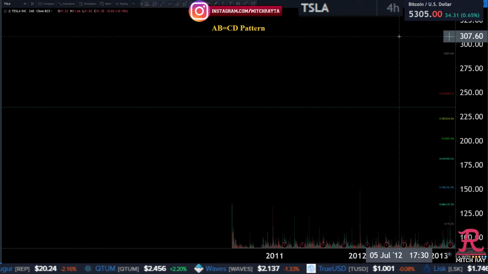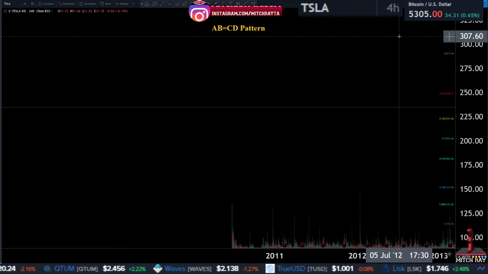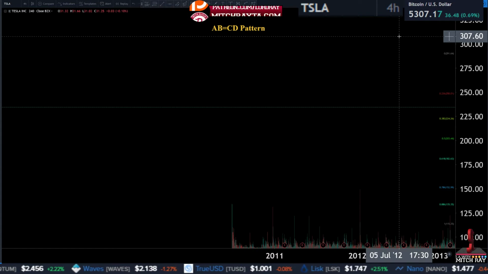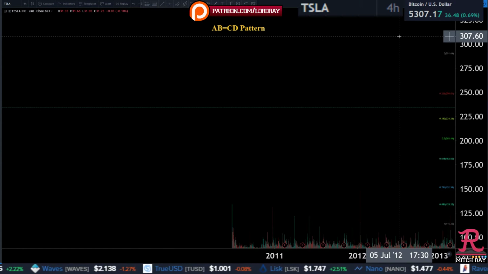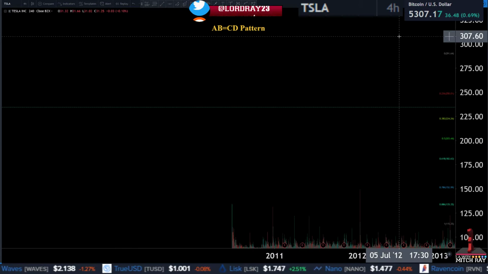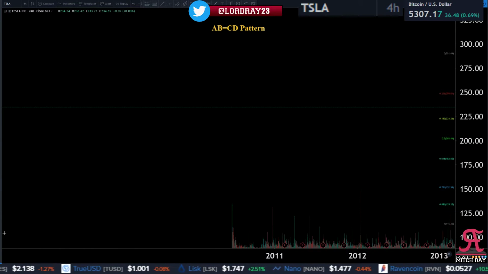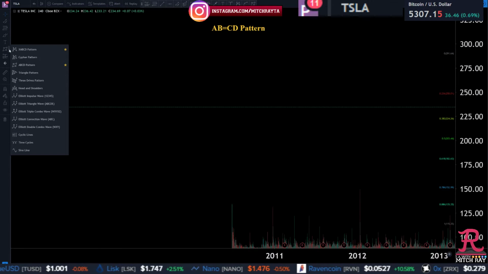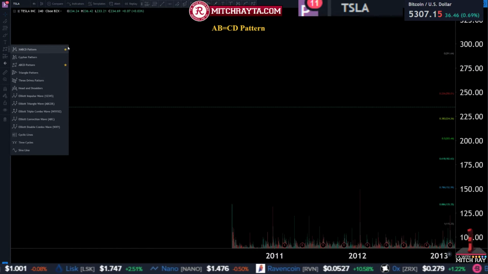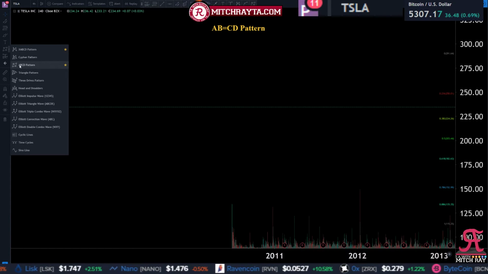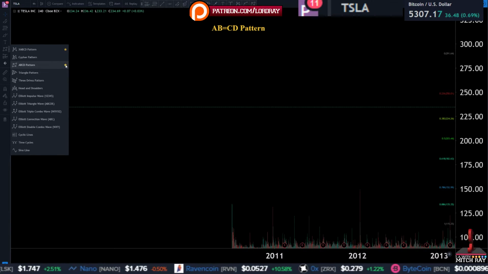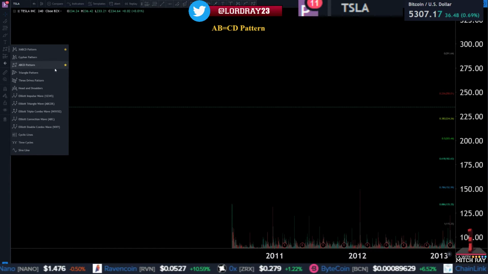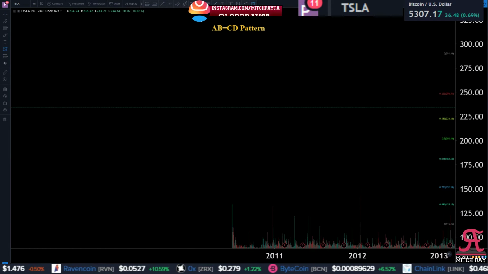What I'm going to talk about today is the ABCD pattern. It's pretty simple. It's less complex than the formal harmonics, but it could be in that harmonic category. If you're unfamiliar with it, there's a tool for it. I always use the XABCD pattern for all my harmonics, but then there's the ABCD pattern. That's what you're going to want to highlight and put on your favorite bar. So you click that.